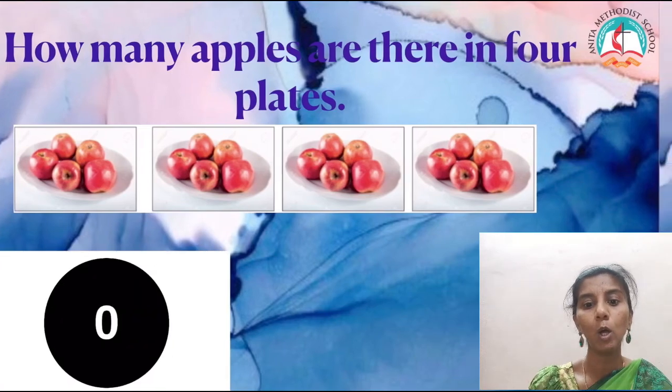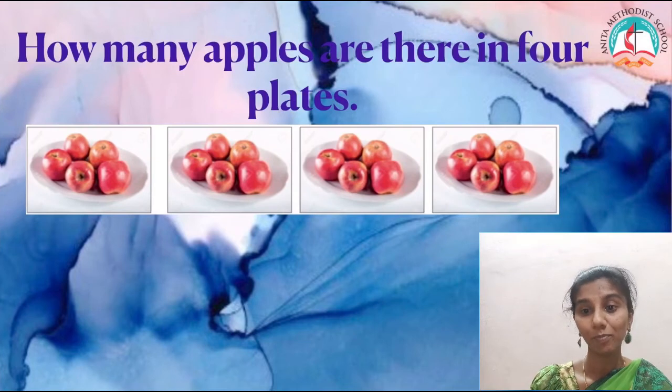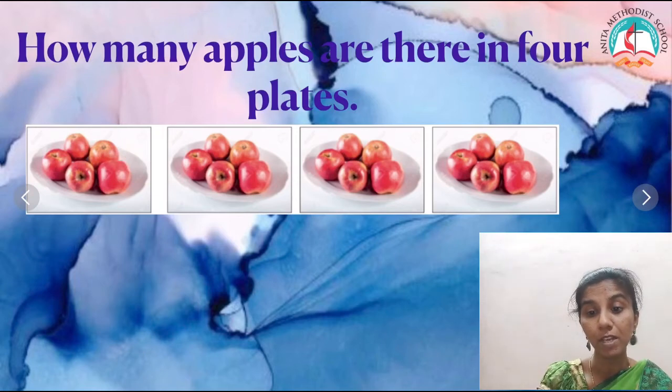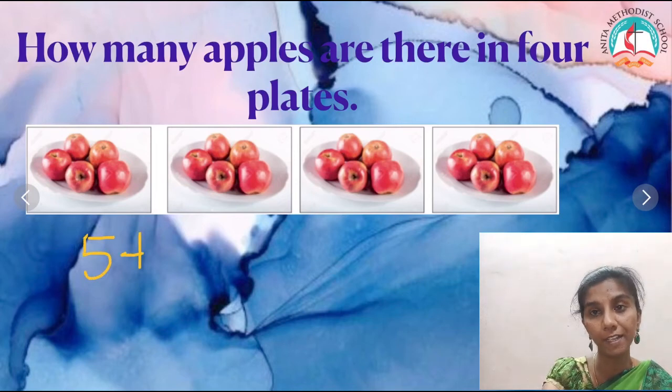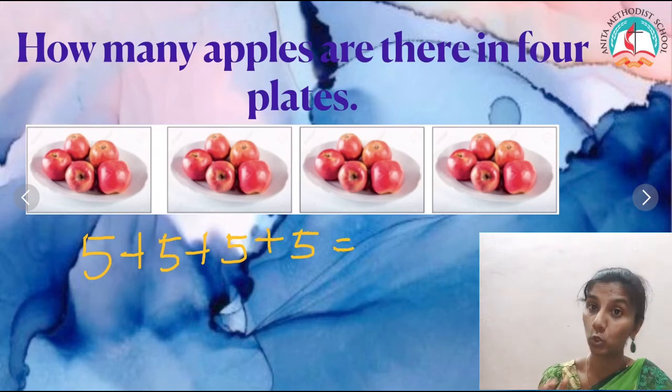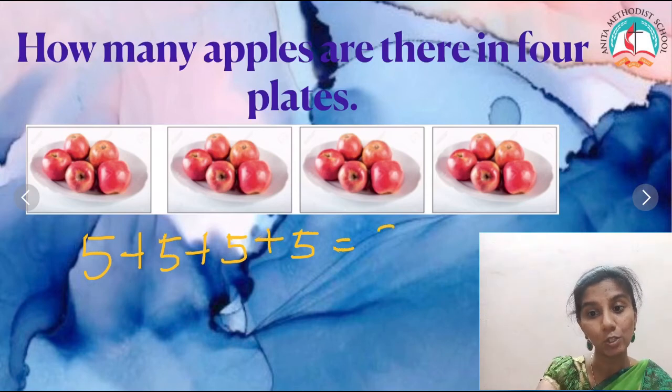Finish? Okay. Shall we check? Tell me now. How many apples are there in 4 plates? Shall we count? 1, 2, 3, 4 and 5. We have 5 apples. So how will you write? First we have to write 5. So how many plates? 4 plates. So 5 plus 5 plus 5 plus 5. So 5 plus 5, 10. 10 plus 5, 15. 15 plus 5, 20. So the answer is 20.